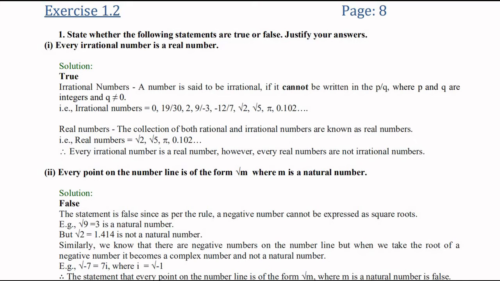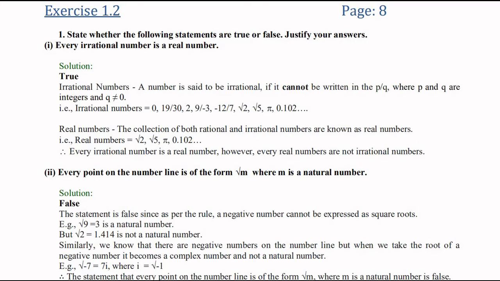So it's false, because as per the rule a negative number cannot be expressed as a square root. Example, root 9 is equal to 3, that is a natural number, but root 2 is equal to 1.414, that is not a natural number.